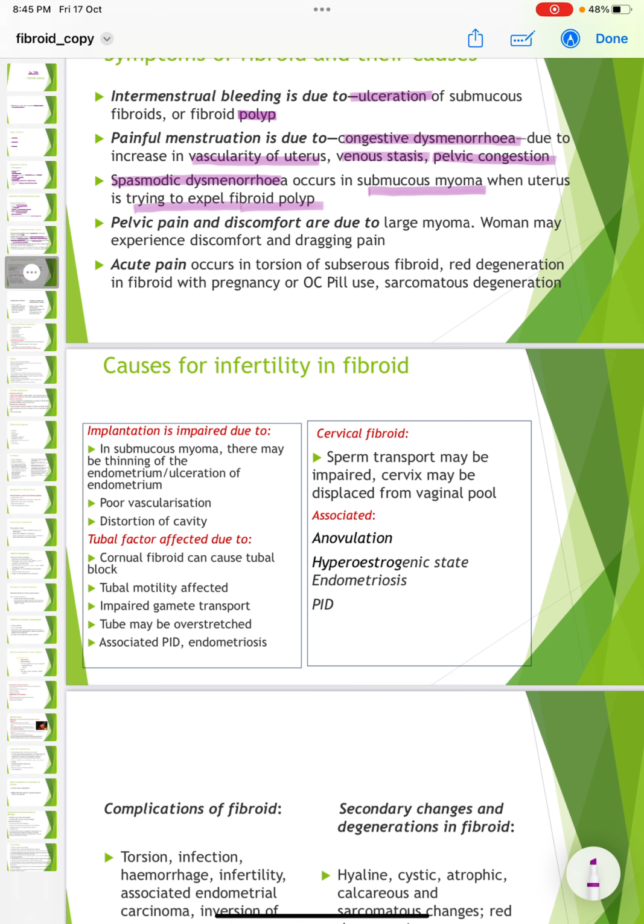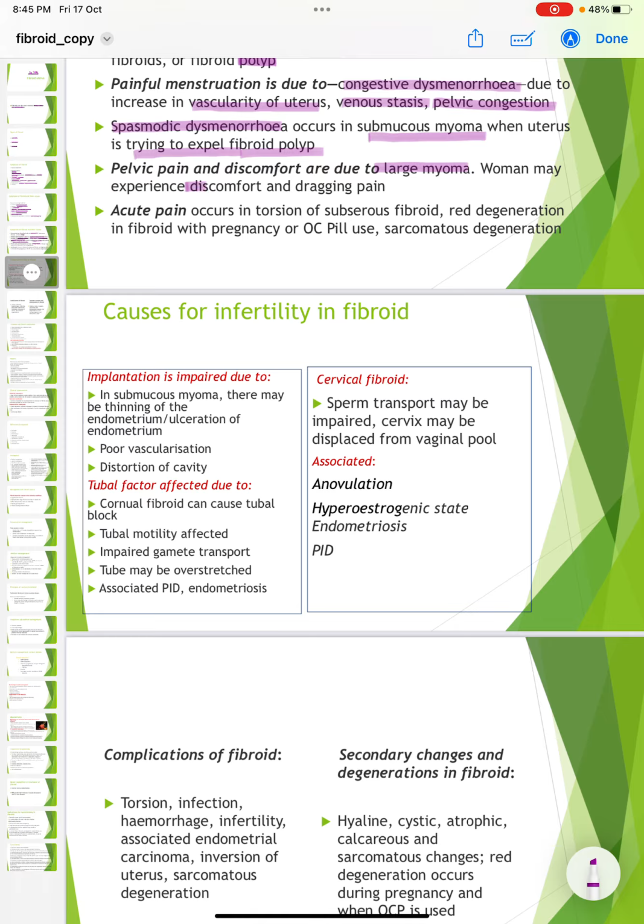Pelvic pain and discomfort, they are mainly because of large myoma, and women will experience discomfort and dragging type of pain. Acute pain is because of torsion of subserous fibroid and then red degeneration within the fibroid with the pregnancy or OCP use and sarcomatous degeneration. So we get red degeneration, subserosal fibroid torsion, then sarcomatous degeneration.